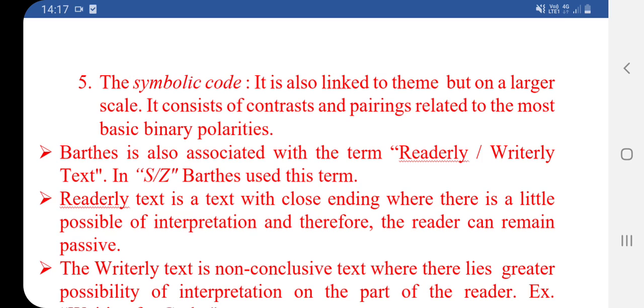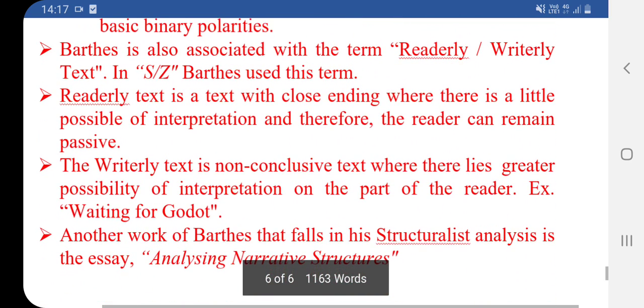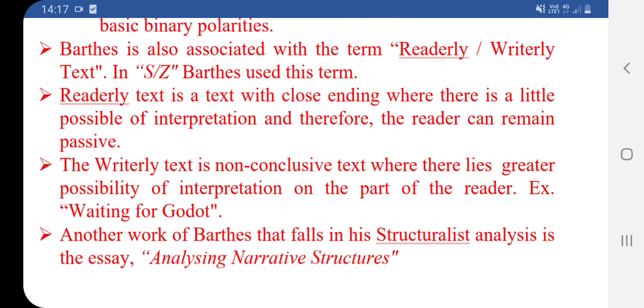Now Barthes is also associated with terms like readerly and writerly text, and he used these 2 terms in his book S/Z. Now readerly text is a text with a closed ending where there is little possibility of interpretation, and therefore the reader can remain passive. On the other hand, writerly text is a non-conclusive text where there is a greater possibility of interpretation on the part of the reader. So here the reader becomes active in analyzing the text from a different perspective.